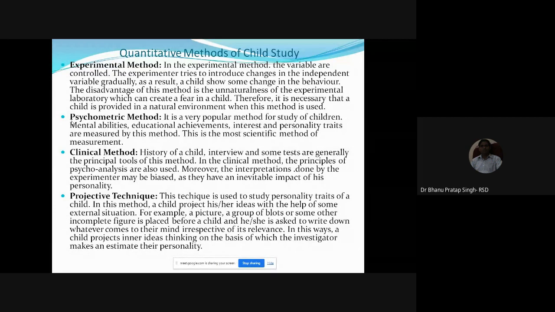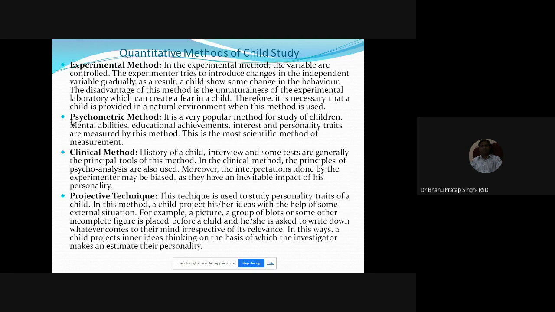But in the clinical method, something has been analyzed, but the interpretation has a very important role because the interpretation may be biased and may differ as per the psychologist. The test is the same, the method of analysis is the same, the result is the same, but the interpretation may be as per the individual.